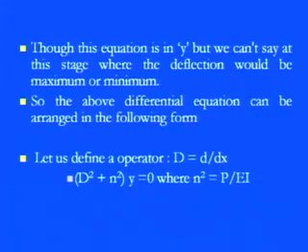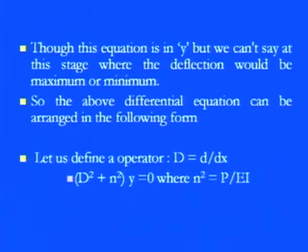So the above differential equation can be arranged in the following terms. Now we are rearranging the equation so that we can easily figure out the potential areas where the maximum or minimum deflection occurs. For that we simply use an operator: d by dx is an operator. If you put that in, you will find D square plus n square into y equals 0, where n square is the new term which equals P by EI. P is the applied load and EI is the flexural rigidity.